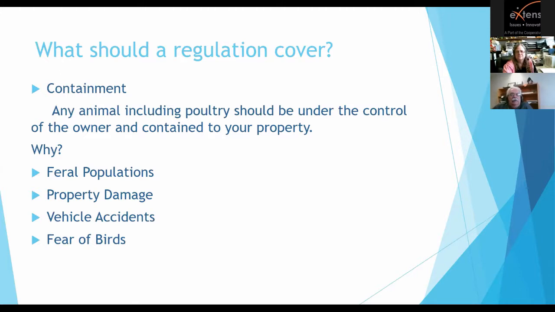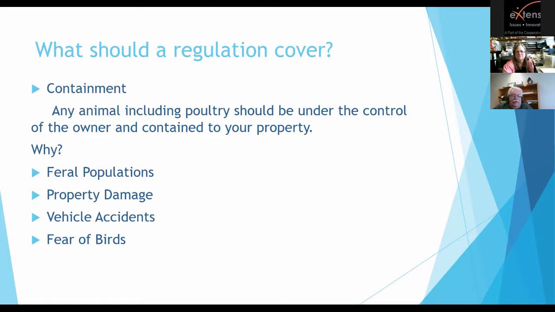So we move into what a good regulation should cover. The first one is containment. Any animal, including poultry, should be under the control of the owner and contained to your property. And that's simple. That is what we abide by for dogs. This is what we should abide by with poultry. This is one of those things that I still don't understand, why cats are allowed to roam from property to property, but that's just historical.